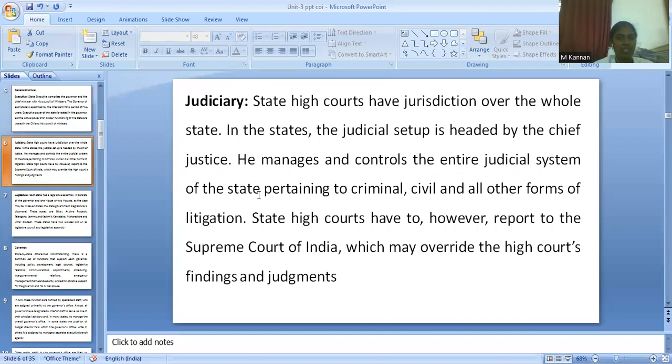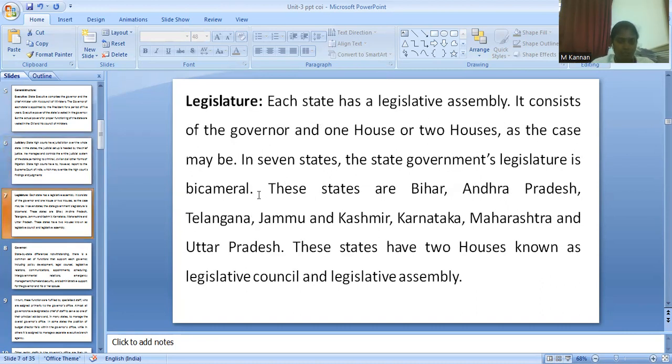Next one is judiciary. The state high courts have jurisdiction over the whole state. In the states, the judicial setup is headed by the chief justice. He manages and controls the entire judicial system of the state pertaining to criminal, civil, and all other forms of litigation. State high courts have to, however, report to the Supreme Court of India, which may override the High Court's findings and judgment. Then the third one is legislature.